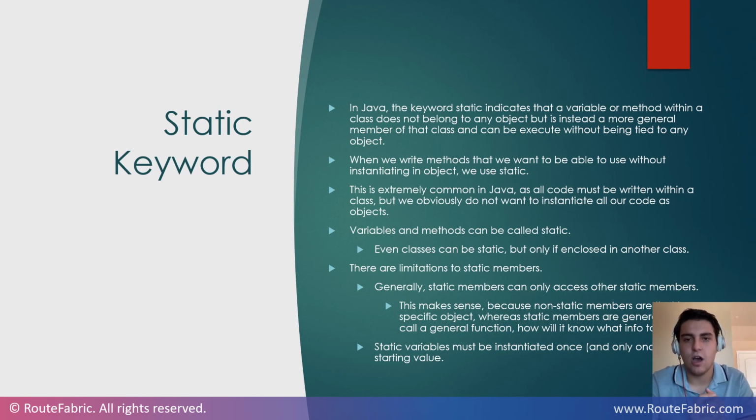So let's say we have an object person, and in our person class we have a static variable called number of people or something like that. We can't have a number of people for each person. Number of people is going to be general across all people. How many person objects are there? So that's something to keep in mind about static members in a class.